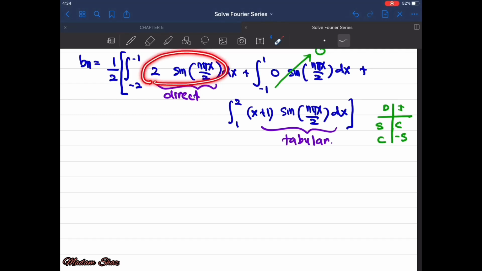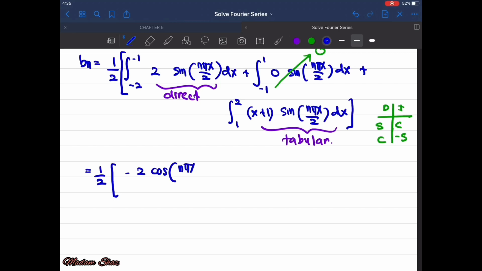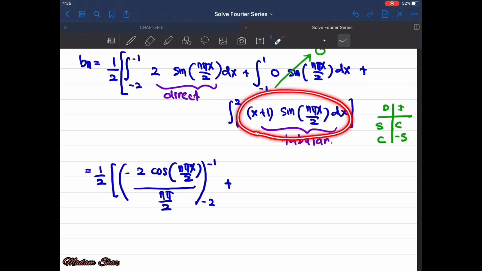Integrate 2 sine n pi x over 2. Integrate positive sine will become negative cos. 1 over 2, negative 2 cos n pi x over 2, divide with, differentiate the argument will become n pi over 2. So close the bracket, the limit from negative 2 until negative 1, plus with the answer for the tabular method.